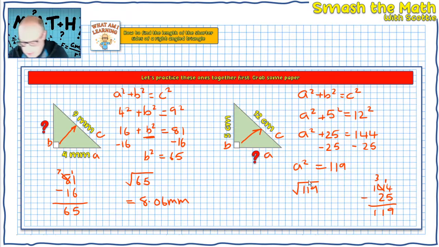Put that in our calculator, and we get 10.91 centimeters. Okay, so A is 10.91 centimeters long. Okay, so that's the first two examples. We're going to do two more, and then you've got some to have a go at.